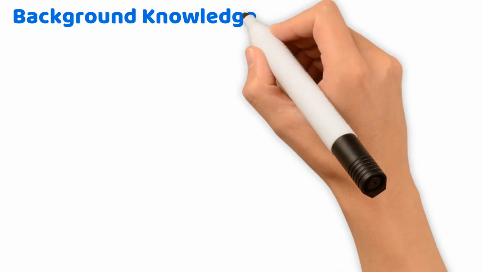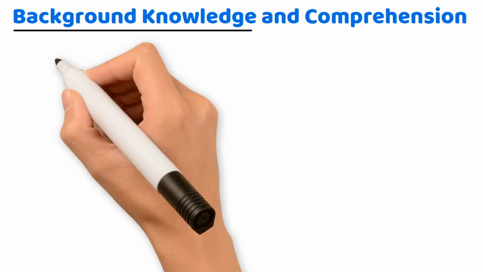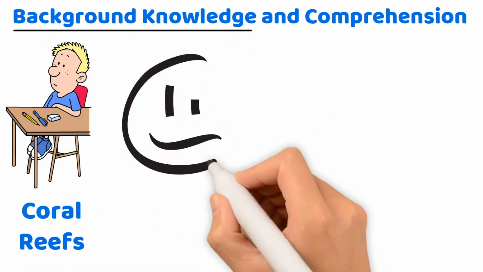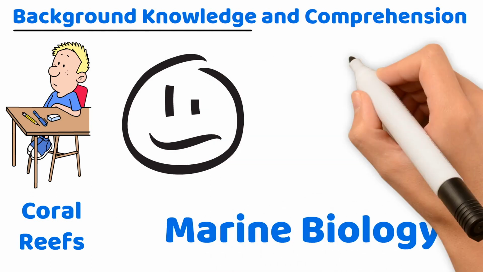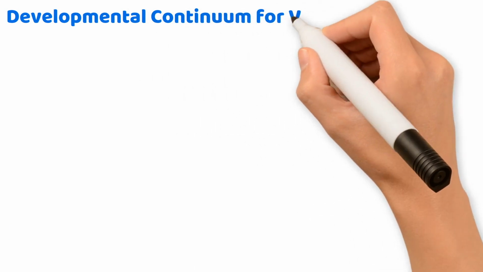Background knowledge and comprehension. Background knowledge plays a pivotal role in comprehension. For example, a child who has never seen coral reefs may struggle to understand a text about marine biology compared to a peer with direct experience.